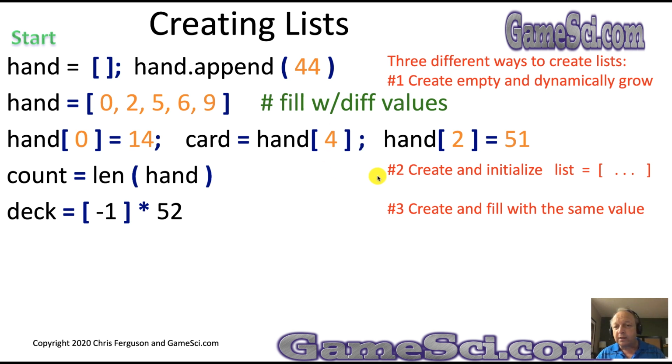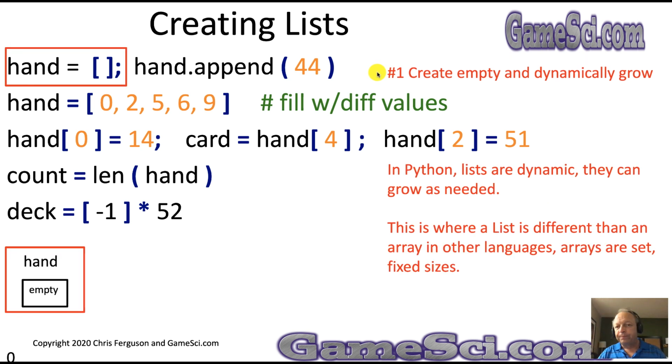The second way that you can create a list is you can create and initialize it. We saw this on the last slide. You can create the list and initialize it with values at the same time. The third way to create a list is you can fill it all with same values. So you can create a list and say fill it with all zeros or fill it with all -1s. We'll look at all 3 ways of creating a list in this slide.